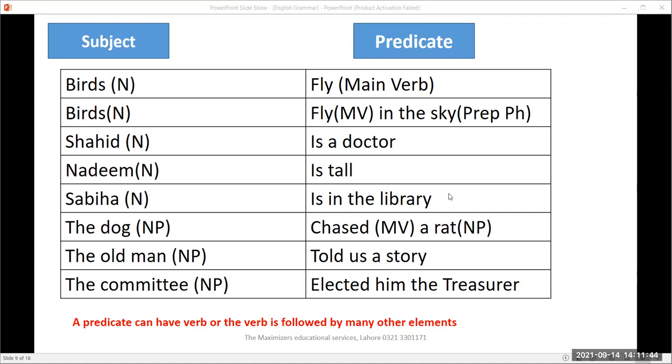Similarly, Sabiha is in the library. So Sabiha is the noun, "is in the library" is the predicate. So again, just like "in the sky", you have already seen it. "In the library" is a prepositional phrase.